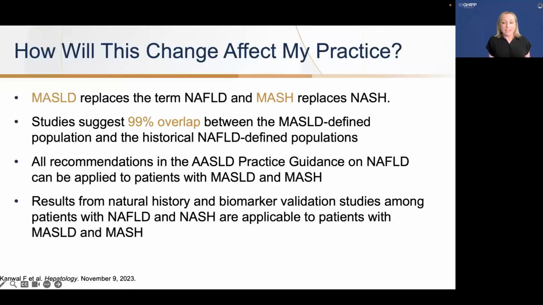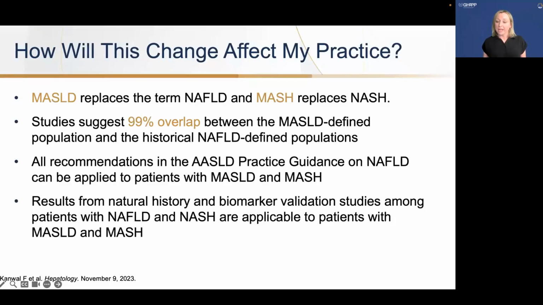So MASLD is now the standard term, replacing the former term of NAFLD, and MASH now replaces the former term of NASH. And there is substantial overlap, so these really are not a new diagnosis, it's just a change in the nomenclature. And so I suggest that there's a 99% overlap between the MASLD-defined population and the historical NAFLD-defined populations. And so because of that, all recommendations that have been already established by organizations such as the AASLD practice guidance on NAFLD can now be applied with MASLD and MASH. And any historical results from studies on natural history or biomarker validation that were done in the patient population of NAFLD and NASH are applicable to patients with MASLD and MASH.